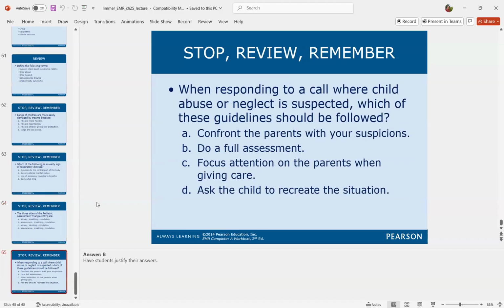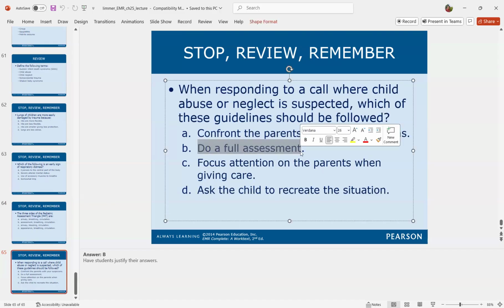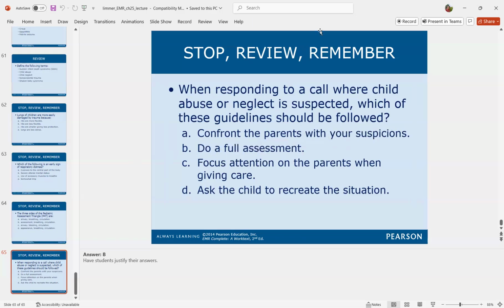And the last one, when responding to a call where child abuse or neglect is suspected, which of these guidelines should be followed? We don't want to confront the parents. We will still do a full assessment, right? We don't want to focus attention on the parents or ask the child to recreate the situation. We just want to do our full assessment and get them out of that environment.